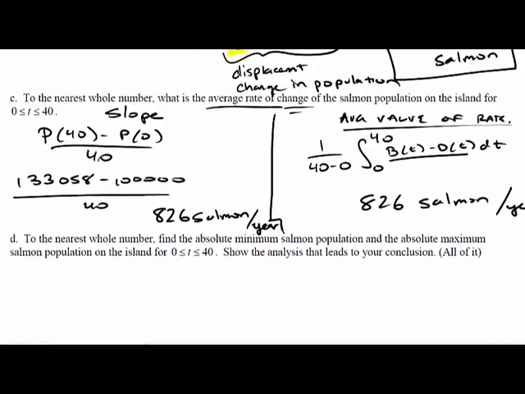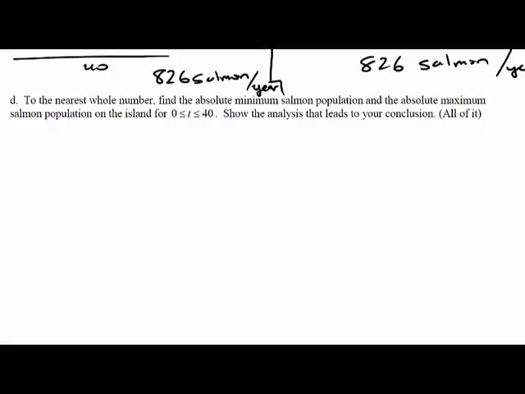You're only allowed to do one way on this problem, but whichever way you choose, as long as you show your work and have the answer, you should have all the points. Now the last one. To the nearest whole number, find the absolute minimum salmon population and the absolute maximum salmon population on the island from 0 to 40. Show the analysis that leads to your conclusion.